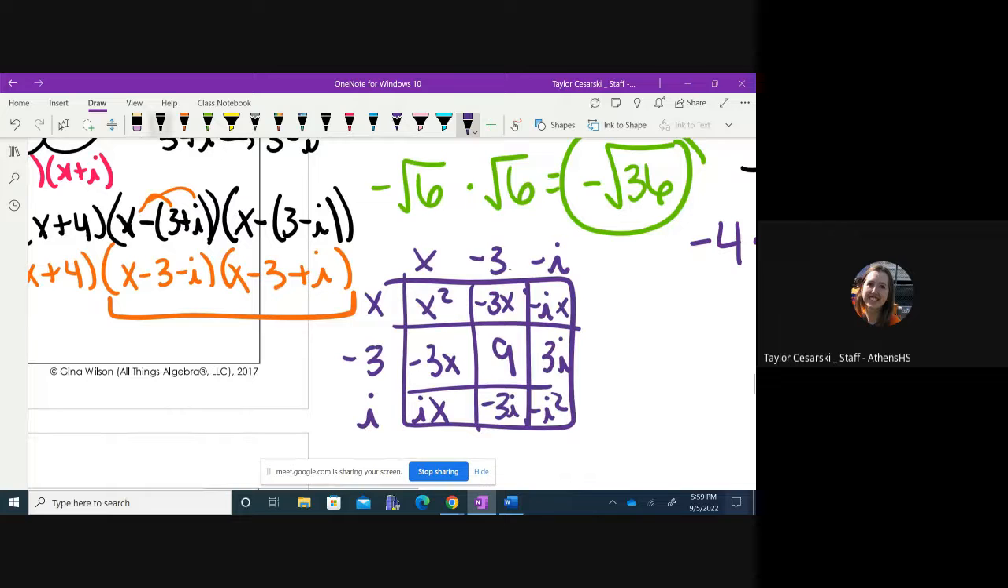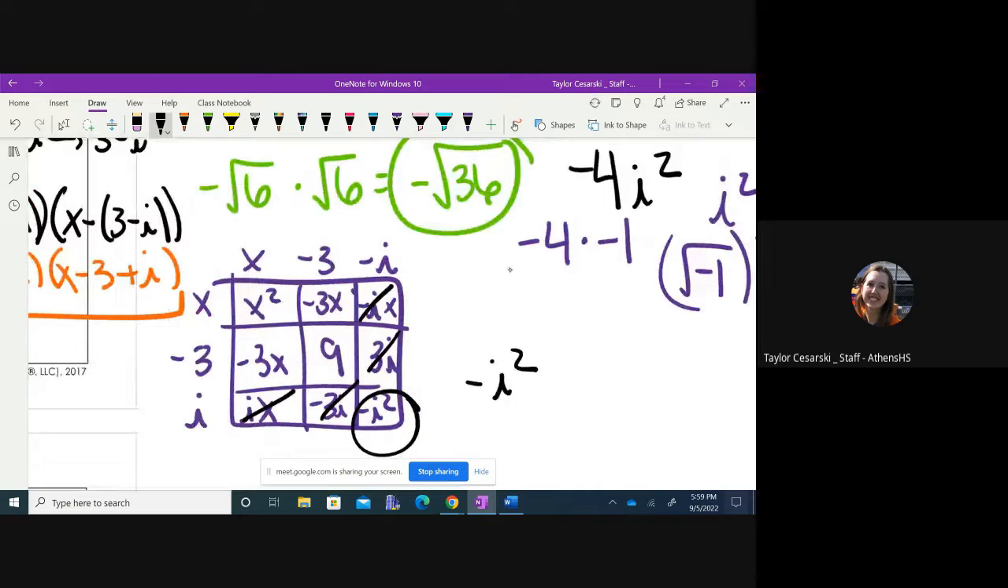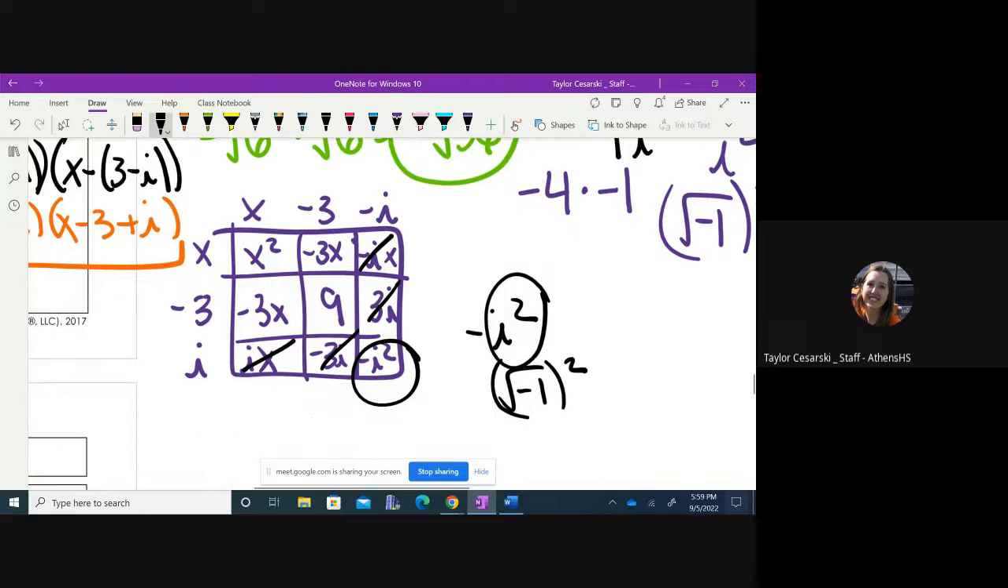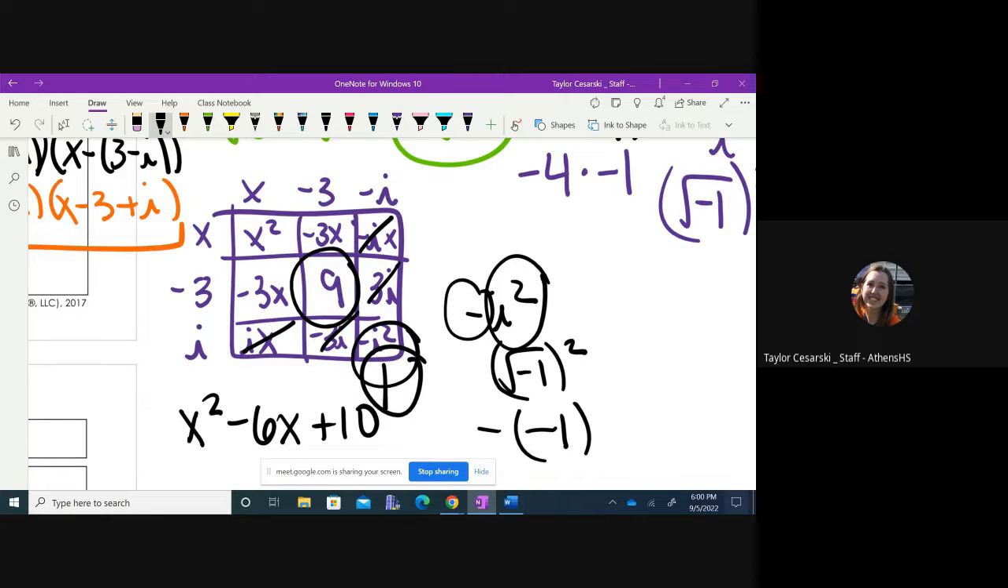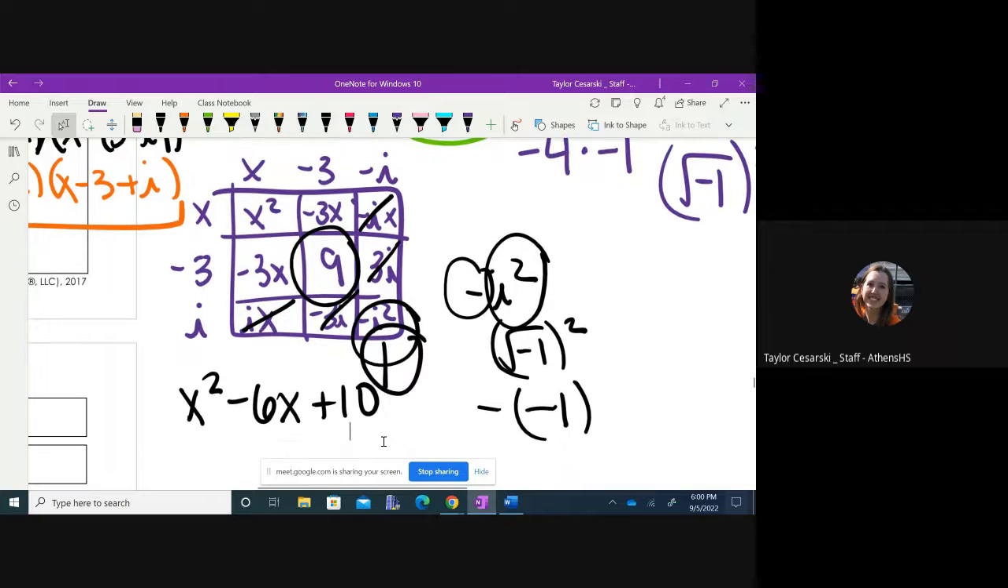All right, so a lot going on, but a lot's also going to cancel. So I have ix and negative ix. I have 3i and negative 3i. The only thing I do need to clean up is this negative i squared. So we know i squared is square root of negative 1 squared, which is just negative 1. But be careful, don't forget that other negative. So a negative times a negative will give you that positive 1. So combining like terms, I get x squared minus 6x, and then 9 plus 1 will give me 10. So it looks really gross at the beginning, but it's going to multiply out into a nice quadratic.